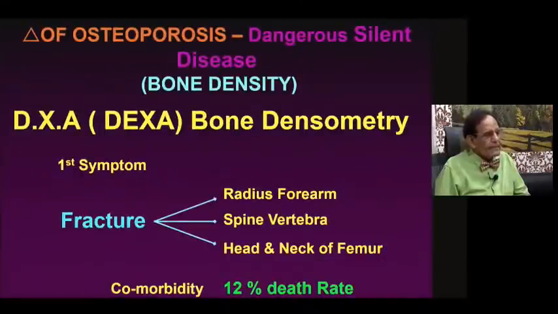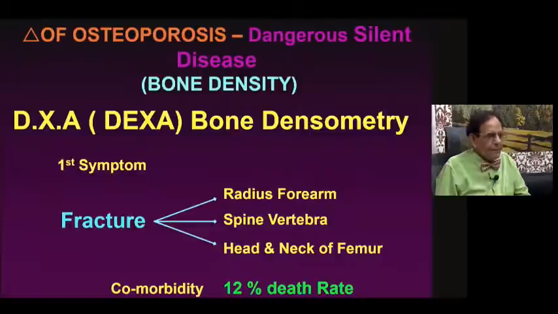Osteoporosis is a dangerous silent disease. The diagnosis is made by bone density machines. Don't go for small machines which only measure at the calcaneum. Use a proper good machine, and you come to know whether you have osteoporosis or not. The first symptom in a patient with severe osteoporosis will be a fracture, and this fracture is always either in the forearm, or in the spine, the vertebra, or in the head and neck of the femur.